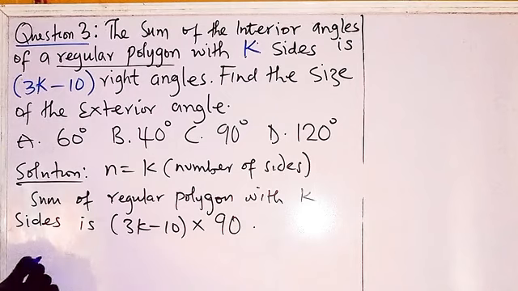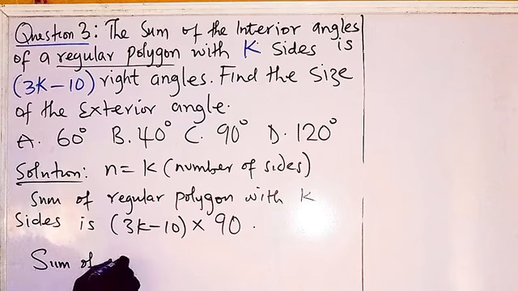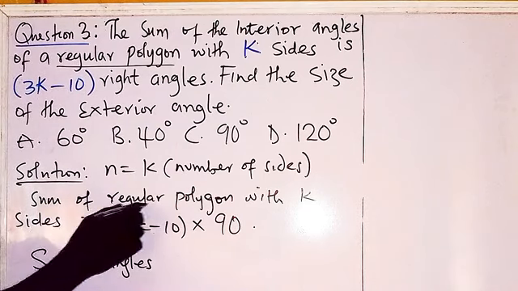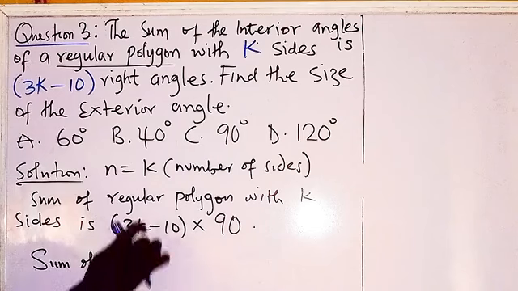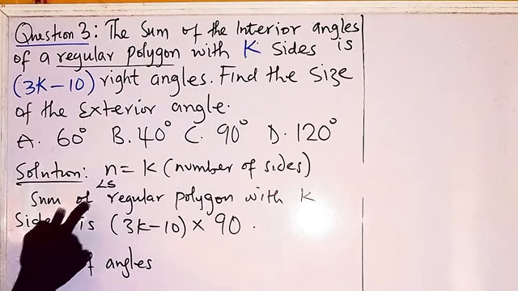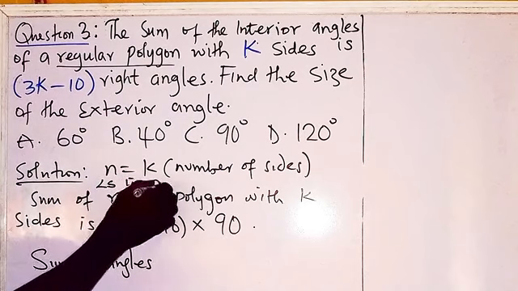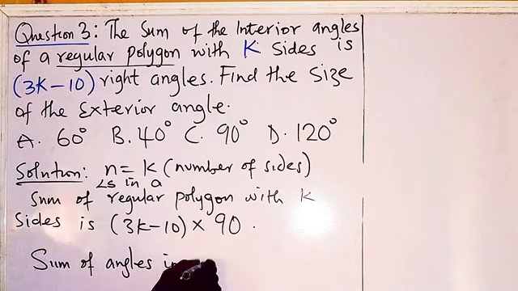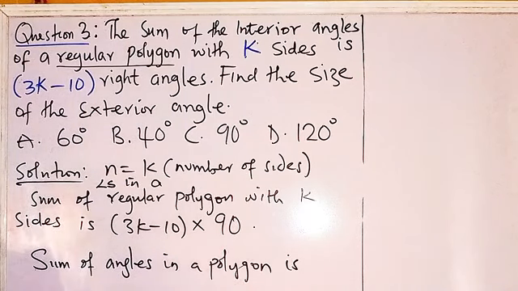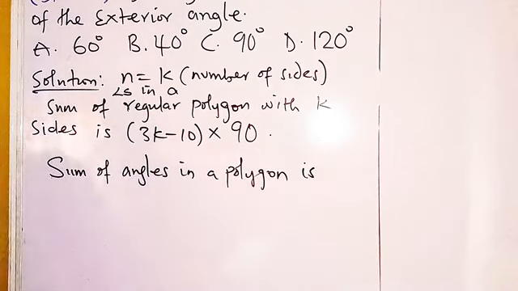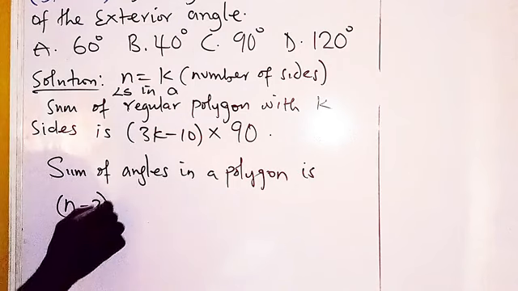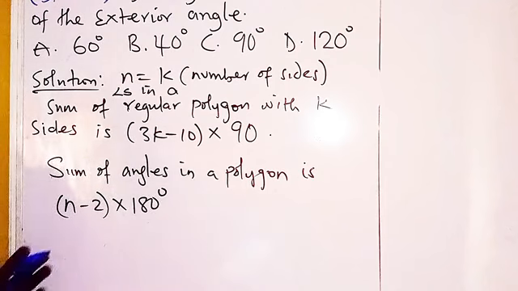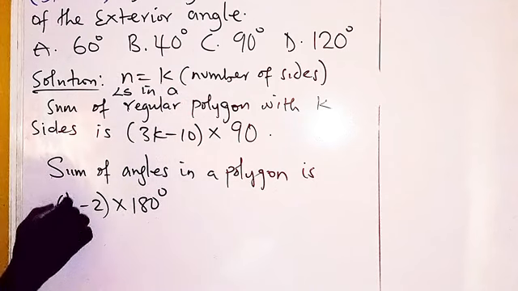Now, according to the law, the sum of angles in a regular polygon with k sides is this, for the particular question they give us. But generally, the sum of angles in a polygon is n minus 2 times 180 degrees. But we've already said our n should be replaced by k, so we don't need to put n here. We have k. This is the general formula.